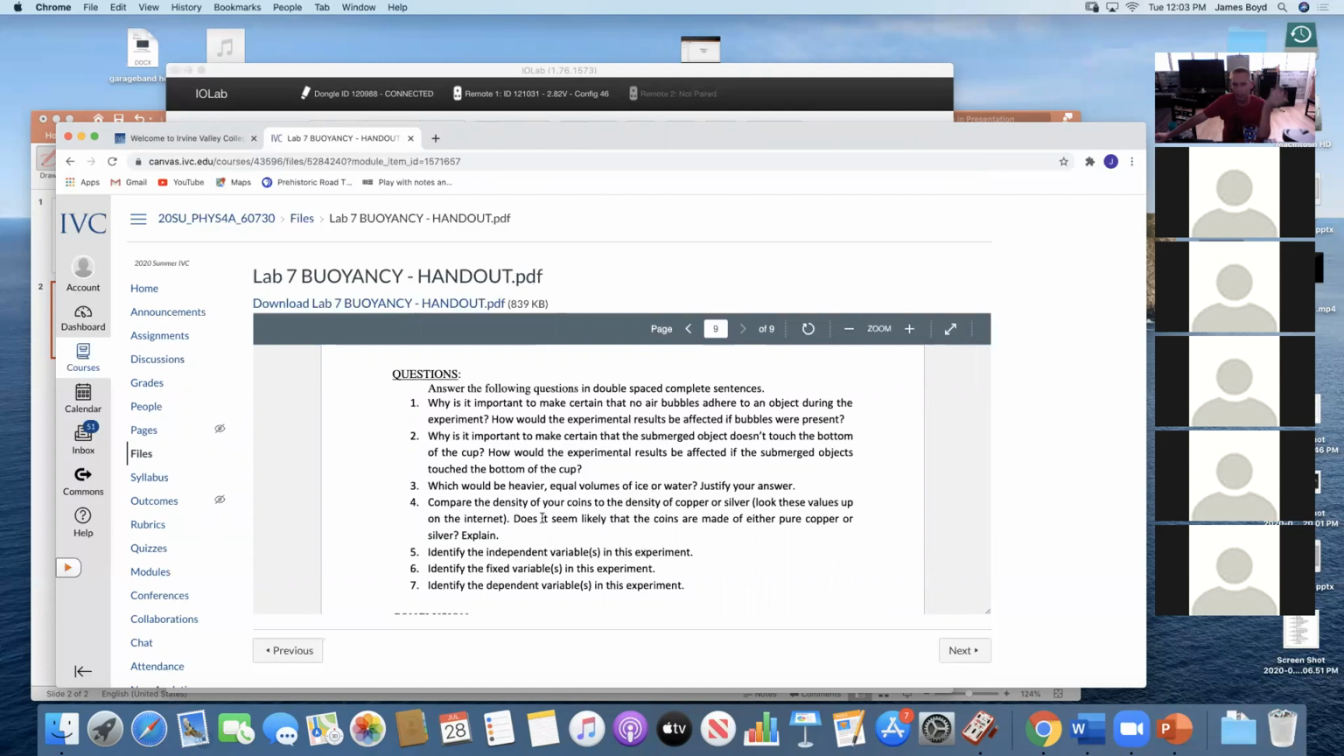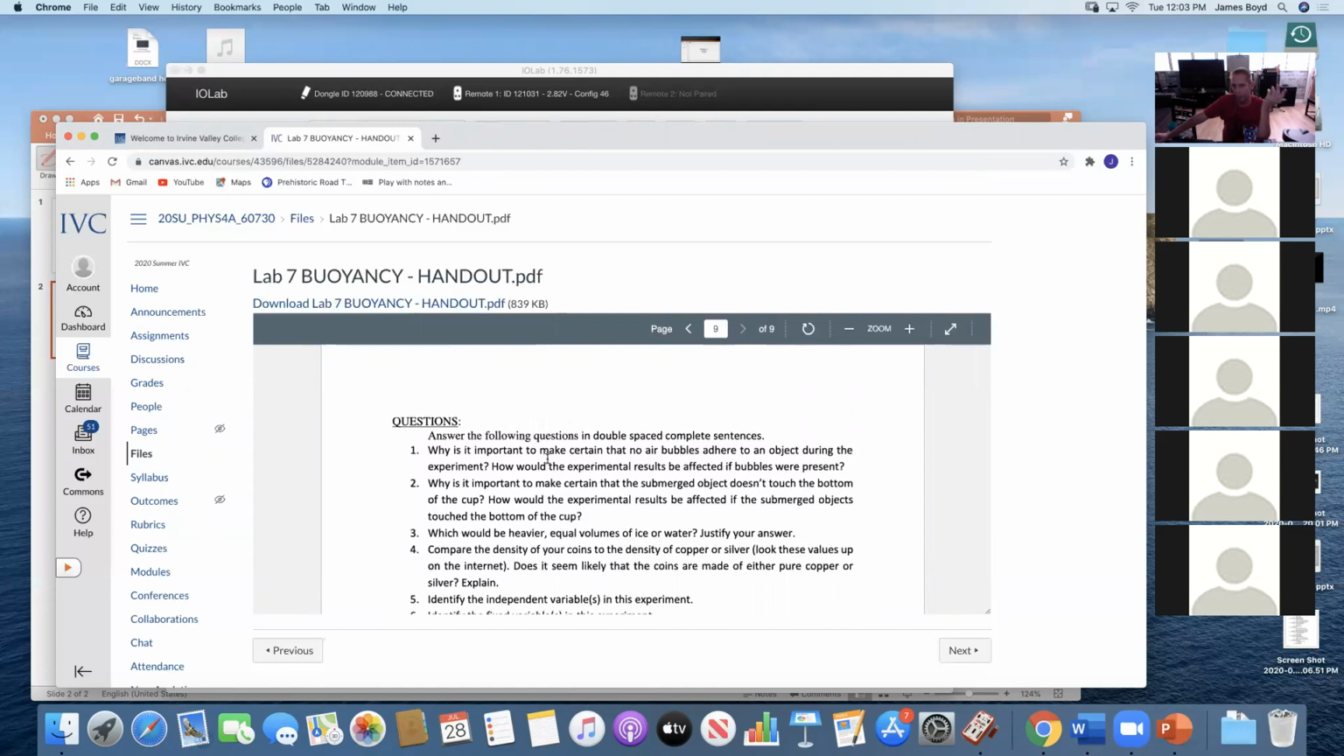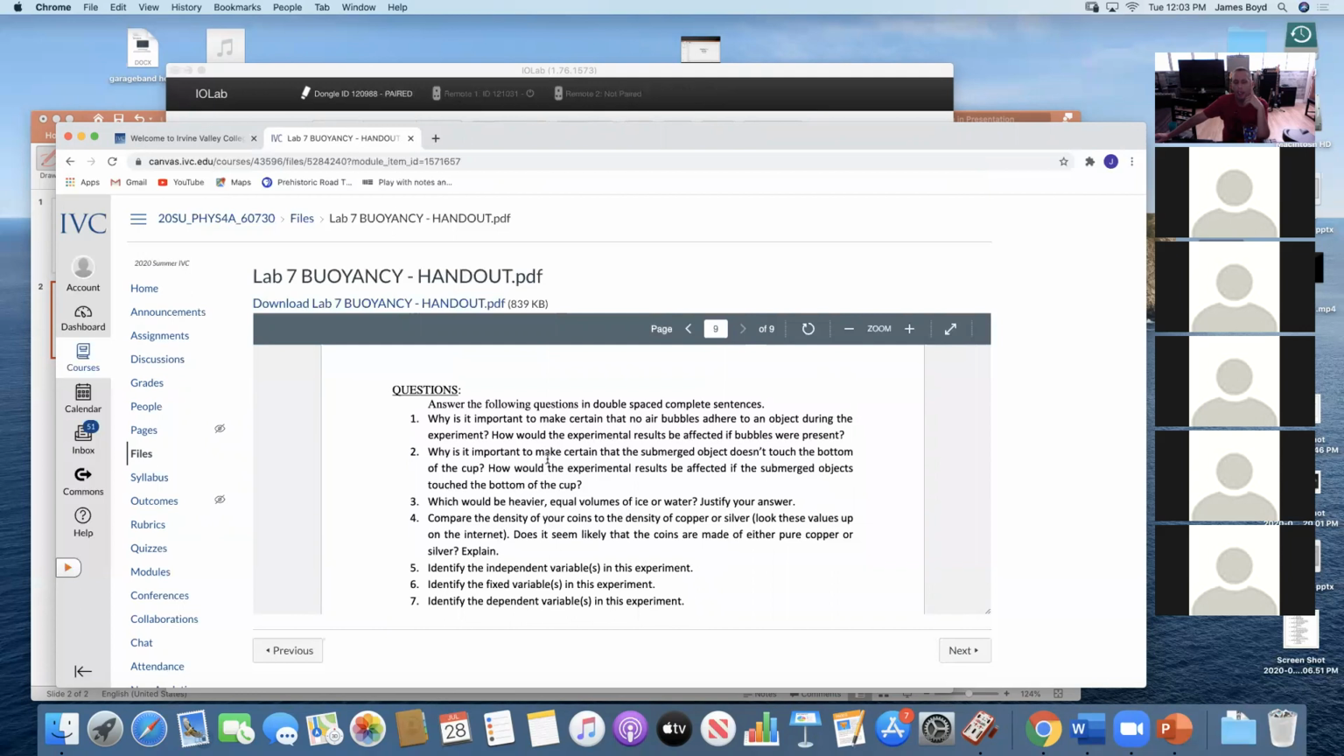As I said, find the density of the coins. You have to do that anyway on your table of results. And then if they're pennies, look and see how close they are to copper. If they're silver dollars or silver quarters or whatever, see how close they are to silver, right?